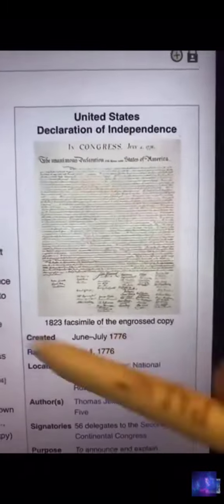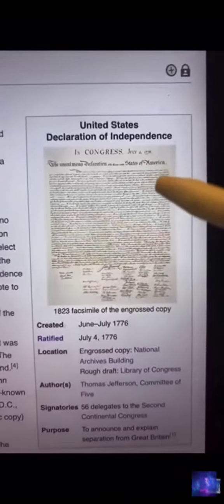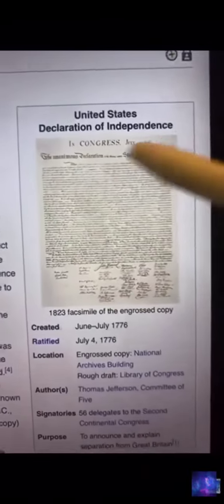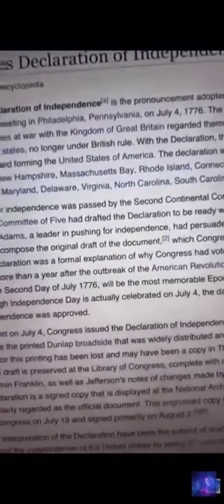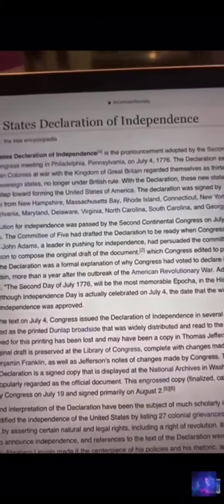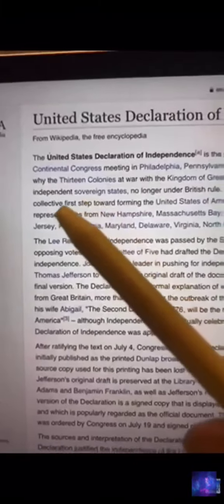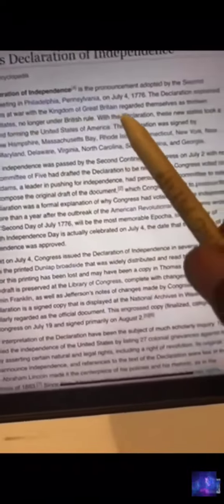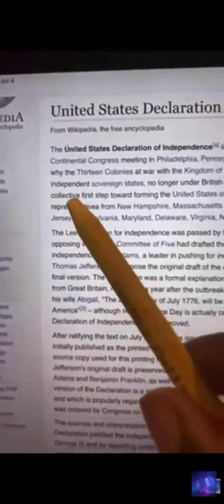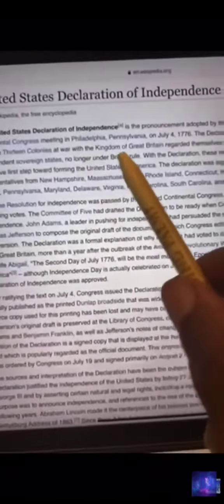Also, let the record reflect that it was Moors that helped these Europeans or these invaders come up with this Declaration of Independence. Okay? Let the record reflect that. So basically, the Declaration of Independence explained why the 13 colonies who were at war with Great Britain regarded themselves as 13 independent sovereign states, no longer under British rule. Okay? So that's the Declaration of Independence.